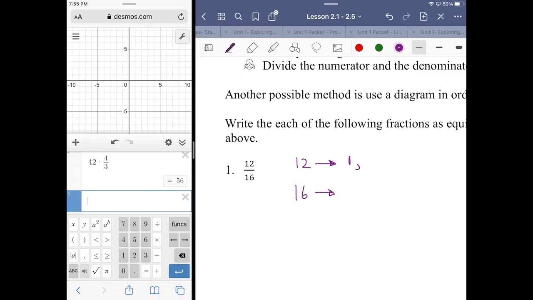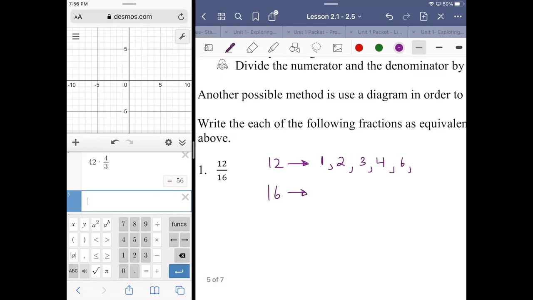So one goes into 12 evenly, two goes into 12 evenly, so does three, so does four, five doesn't. If you divide 12 by five, you're going to get a decimal or a fraction. Six does, seven doesn't, eight doesn't, nine doesn't, 10 doesn't, 11 doesn't, but 12 does.